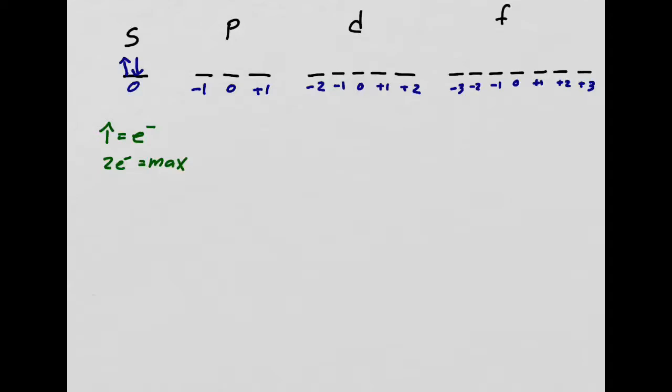I want to come over here. You can watch my hand. 1, 2, 3, 4, 5, 6. How did I do this? What just happened? What I do is I put 1 electron in each room. And once I need more, I go back and I double up.